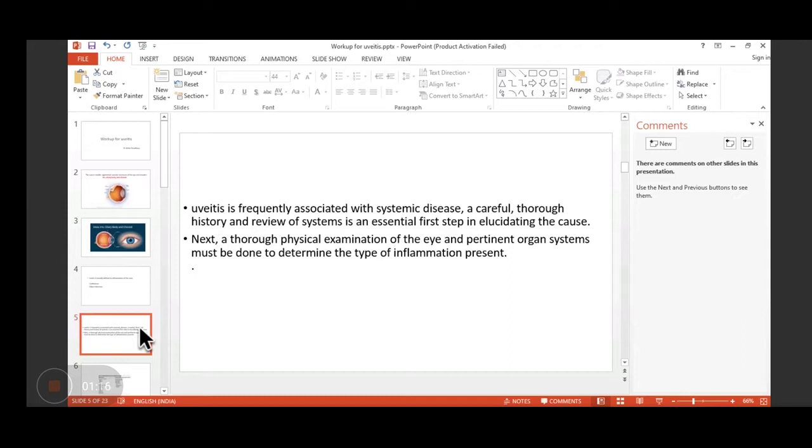A very important part is the history and review of systems, which is the first step in defining any cause of uveitis. After that, a physical examination of the eye and the pertinent organ system is a must to determine the type of inflammation. Okay.